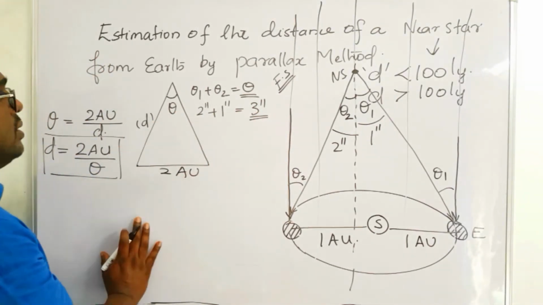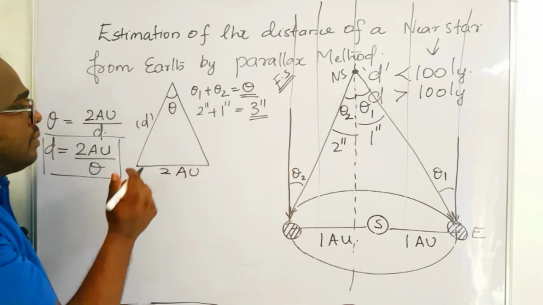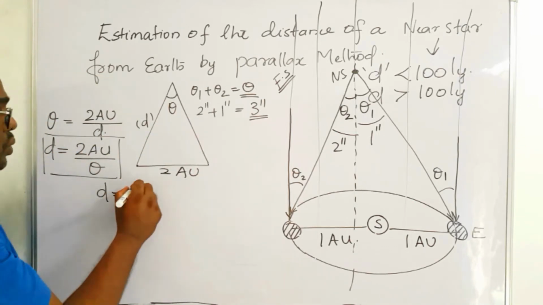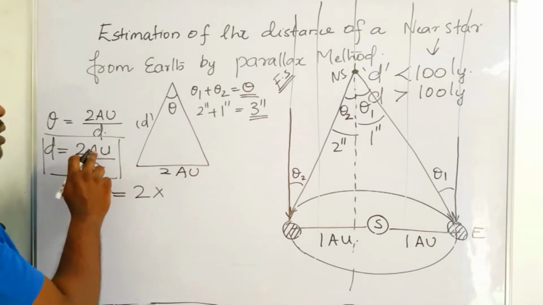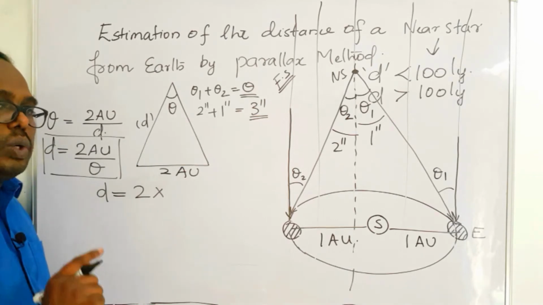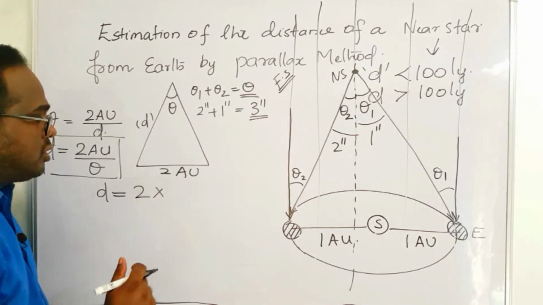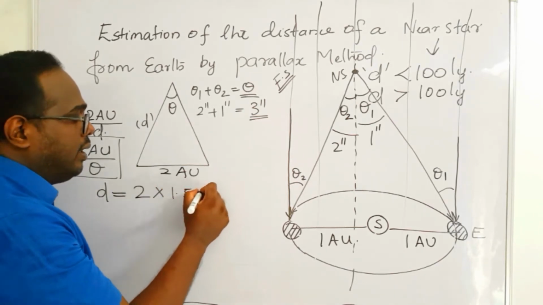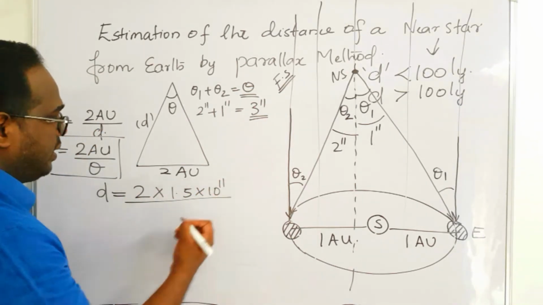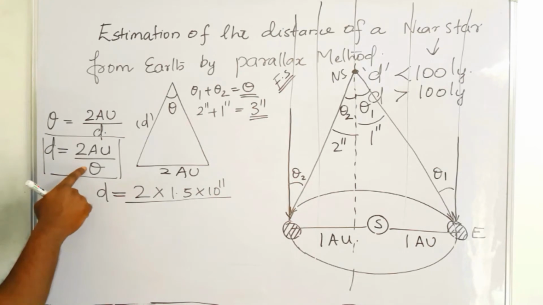How can you calculate this value? I'll do the calculation. So D is equal to 2 into what is astronomical unit? 1 astronomical unit is equal to 1.49 into 10 raised to 11. You can take that approximately 1.5 into 10 raised to 11 meter. Correct? Divided by this theta.